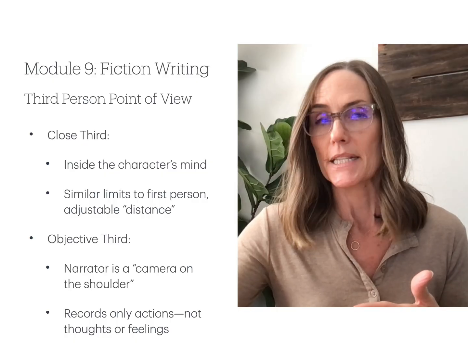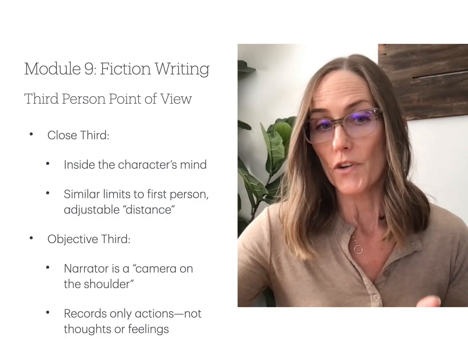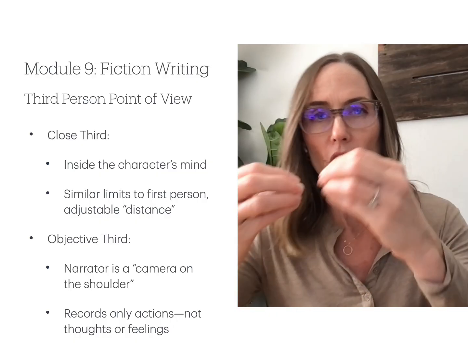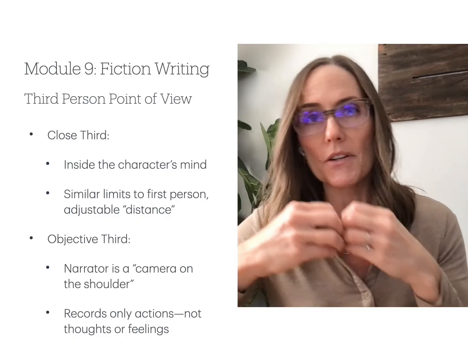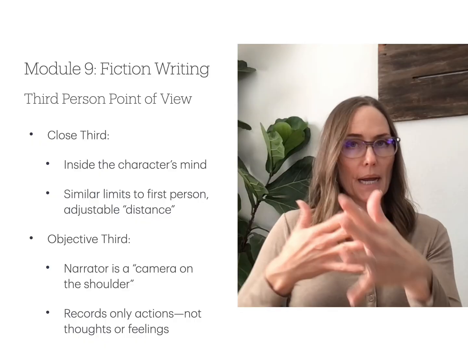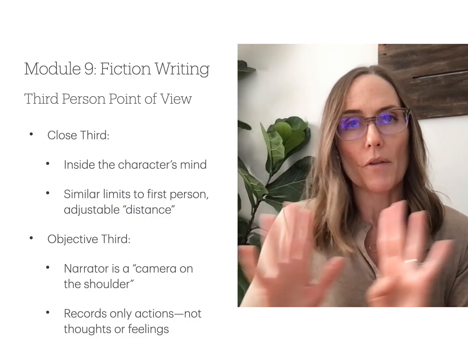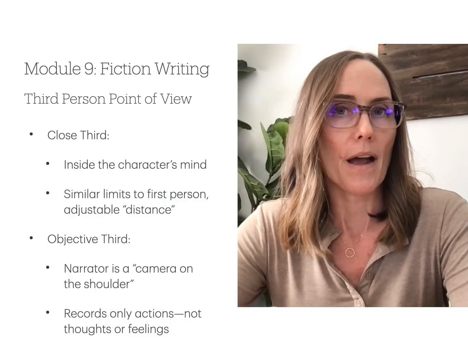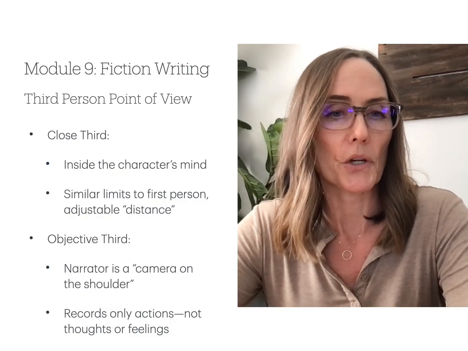And it has very similar limits to first person. Distance is adjustable. We can be very close inside their mind and only seeing their thoughts, or we can be kind of out of their mind a little bit and seeing more of what happens around them. Watch in the reading for examples of this close third.